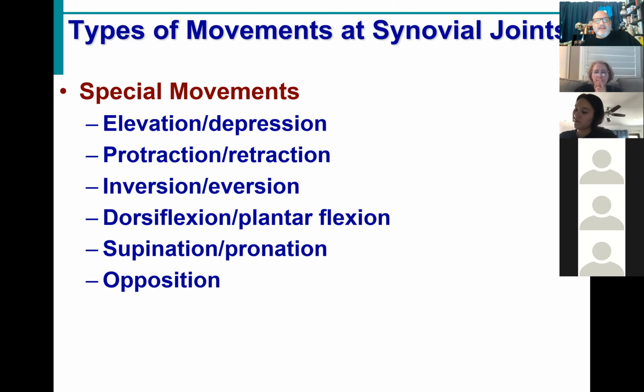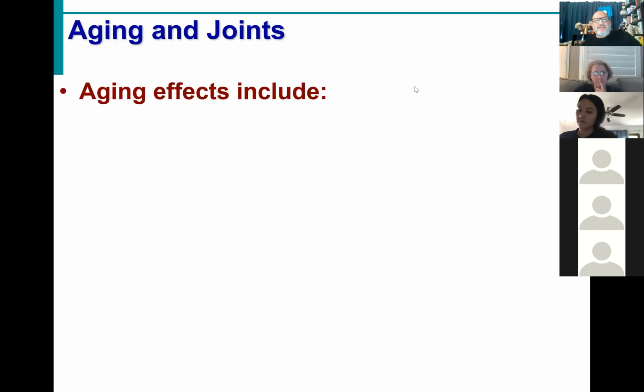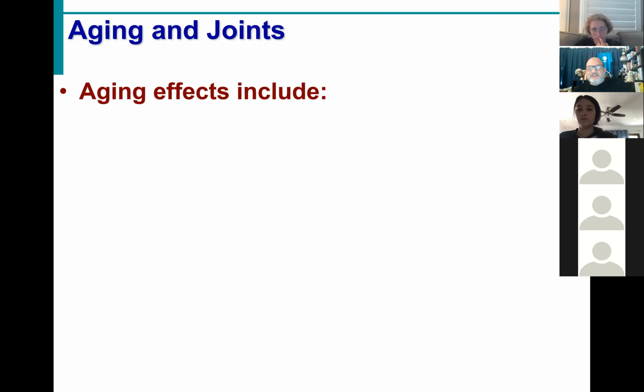All right. So again, that is our vocabulary for our movements. That is the material that you're responsible for our synovial joints. We've talked about the basic anatomy, accessory structures, the specific types, and now we've talked about the types of motions and the actual names of the motions that they are responsible for. Yes, Aubrey, you have a question?